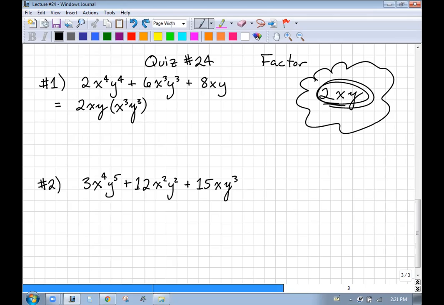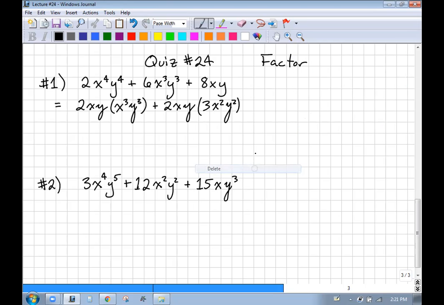So the second term, again, we use our 2xy here, but we need to get this. So we're gonna need a 3. So the 2 and the 3 will give us that 6 back. We only have one x, but we need 3 of them. So we need 2 more here. We only have one y, but we need 3 of them. So we're gonna need 2 more. Okay, I can get rid of this now.